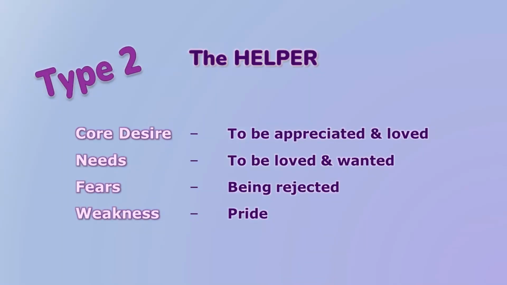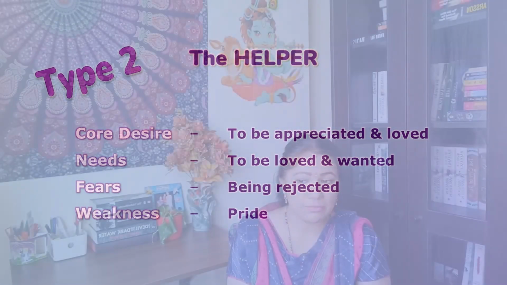Type 2. Type 2s are the helpers. So their core desire is to feel appreciated and loved. They need to be loved and cared for. They need to feel wanted. And their major fear is to be rejected, and their weakness is pride. They think they are the only ones who can help others. So does it ring any bells?